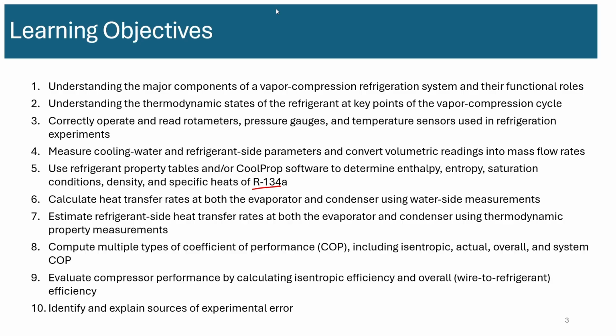Compute multiple types of efficiency parameters defined here as coefficient of performance for the overall system, including isentropic, actual, overall, and system COP. We'll define all of them in detail later on. Evaluate the compressor performance alone by calculating the compressor isentropic efficiency and overall wire to refrigerant efficiency. And then identify and explain the sources of all the errors present in the experiment.